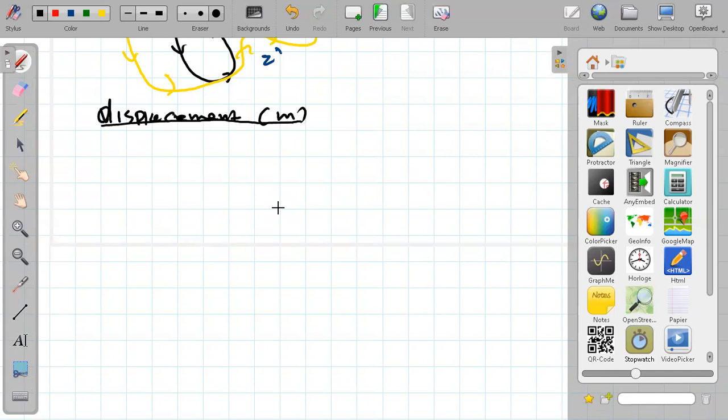The shortest path between two points is known as displacement. There is also a professional definition, that is the positional difference between two locations. You can write that one either. Okay, this is what is called displacement.